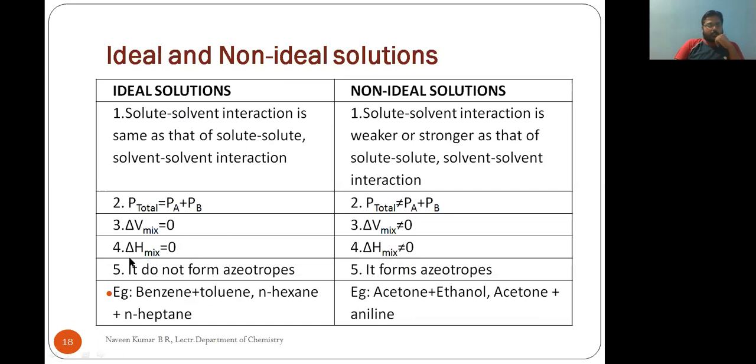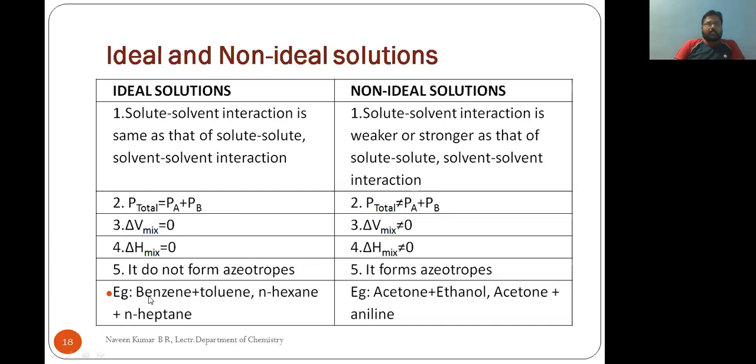Next, the concept of azeotropes, which we'll try to discuss in the next slides. Ideal solutions do not form azeotropic mixtures, whereas non-ideal solutions will form azeotropes. These are constant boiling binary mixtures that we'll discuss in the next slide. As a difference, you can remember the point: ideal solutions do not form azeotropes, non-ideal solutions will form azeotropes.